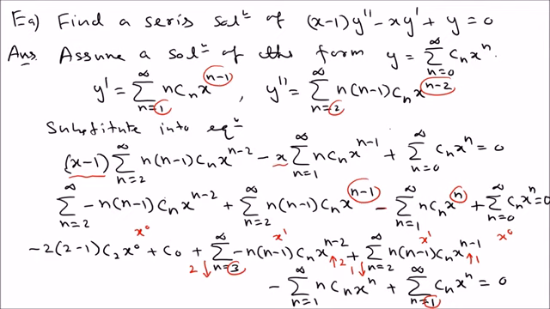So after we reindex, we're gonna start with the first one, and then only the first two, and then we have the other two. We can combine them also, because you can see the last two you can actually combine into one. So let's do that. So we have this now. We have negative 2 c2 plus c0.